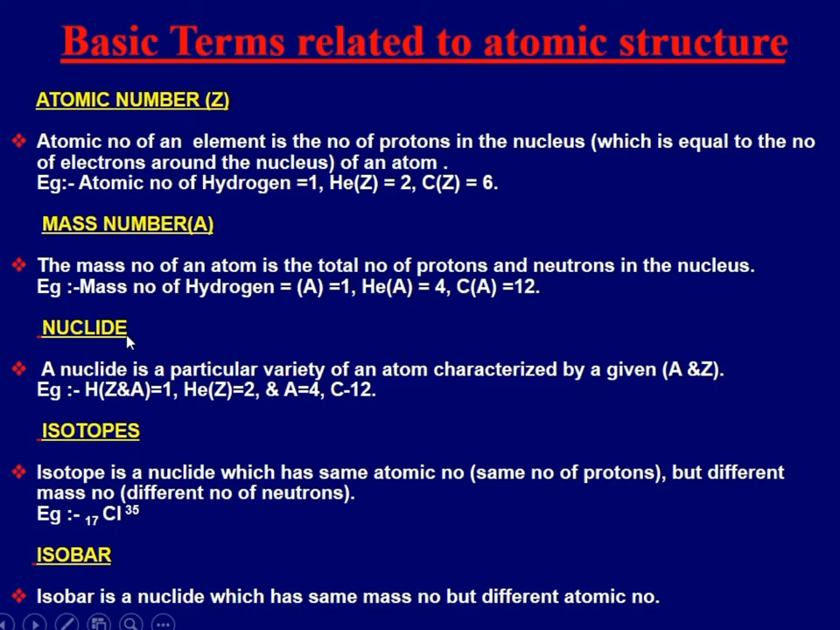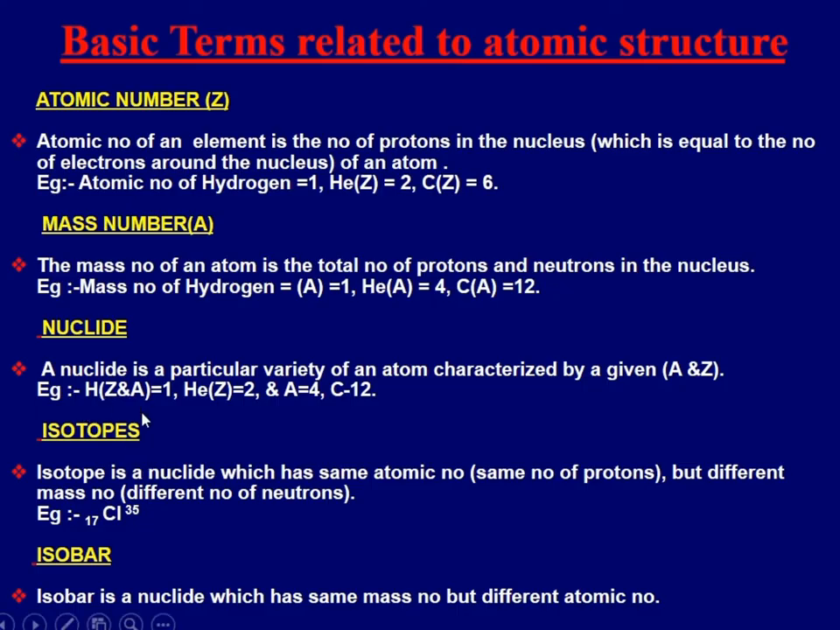Now let us discuss what a nuclide is. A nuclide is a particular variety of atom which is characterized by its respective A and Z. A particular atom which has a particular A and Z is called a nuclide. For example, hydrogen has A and Z both equal to 1. For helium, A and Z are respectively 4 and 2. Similarly, for carbon, they are 12 and 6, and so on. So every nuclide has a different mass number and a different atomic number.